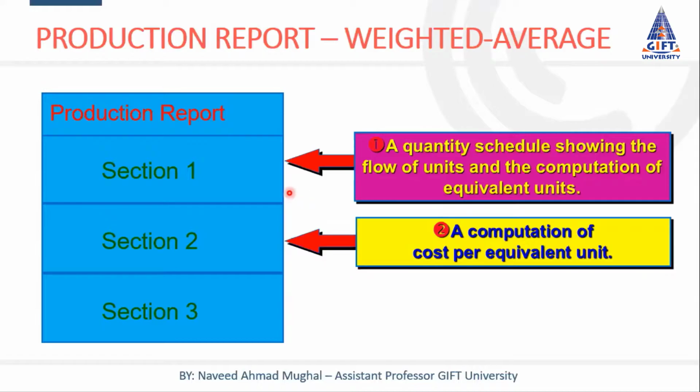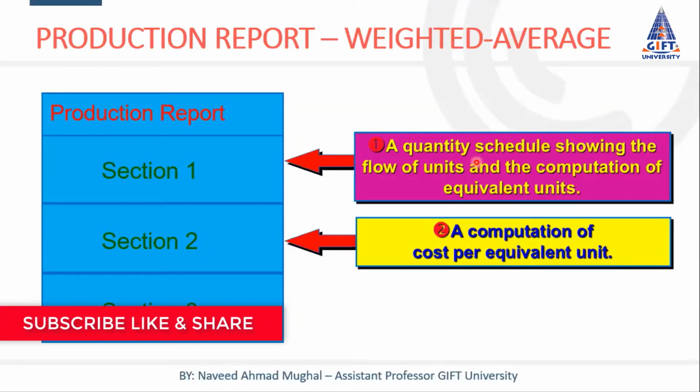Cost of production report has three main segments or sections. The first section is related to quantity schedules and units calculation. In that segment, we show what quantities we have in the department at the start of the period or start of the month, because the report is prepared for a particular period and for each department. If an organization has 4 departments, 4 cost of production reports will be prepared. In January a report will be prepared, and then in February another. So the flow of units will be shown in the first section.